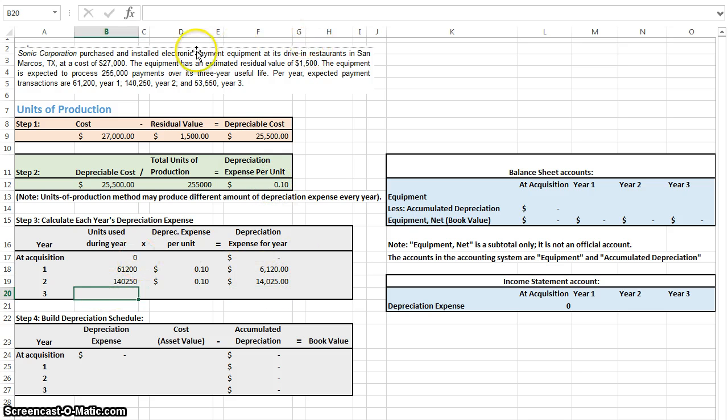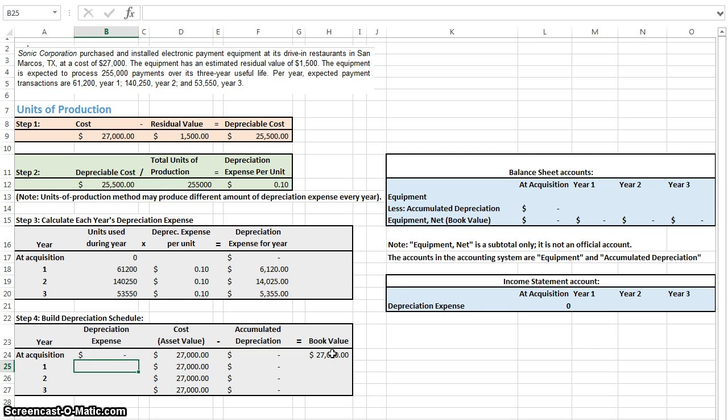Year three, how many payments? Right there, 53,550. Multiply that by how much per payment? 10 cents per payment. And in year three, my depreciation expense is going to be $5,355. And then all we're going to do is build this same schedule we built before. At acquisition, you have zero depreciation expense. My cost is $27,000 all the time. Every year, the cost is $27,000. My accumulated depreciation when I bought it is zero, so my book value is going to be the same thing as my cost when I buy it, because there is no depreciation taken yet.